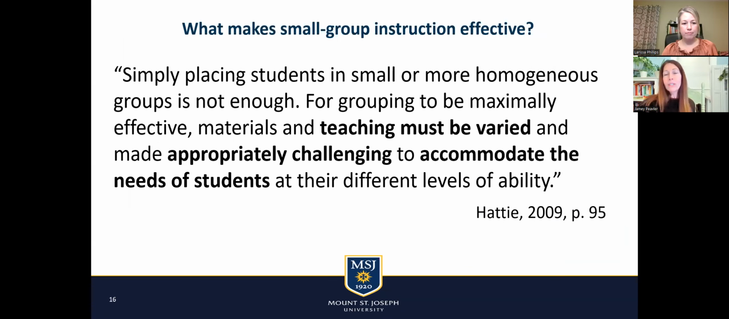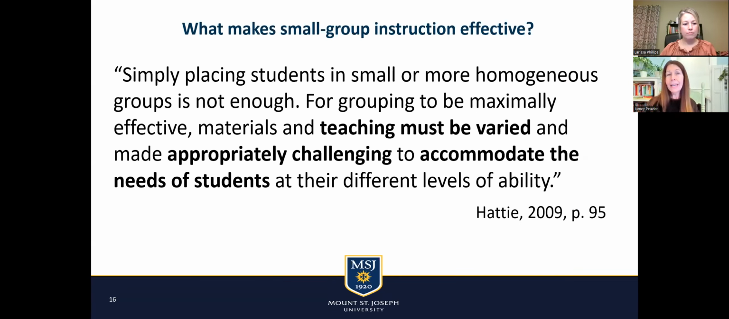So one thing that I thought was very interesting, and again, this isn't a new piece of research, this is Hattie, 2009, and this gets to a lot of misconceptions around what makes interventions effective. So simply placing students in a small group, even if a group is homogeneous and these students have the same need, is not enough. So it's not magical just to put them in a small group and deliver something.